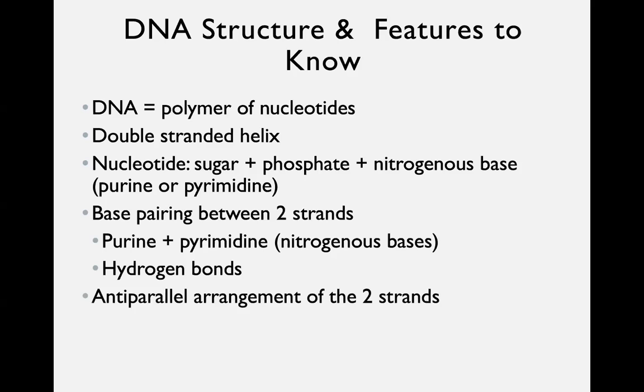What else do I have? Yes. The two strands, when you have the double helix, they're arranged anti-parallel to each other, which means if we name the ends 5' and 3', the 5' end of one strand will match up with the 3' end of the other strand. So they're going in the opposite direction. So anti-parallel is a really important term that you need to know.